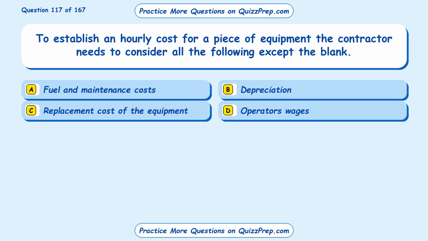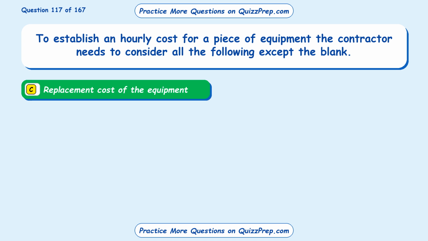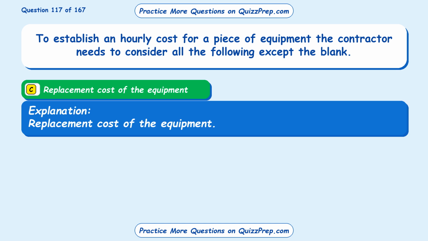To establish an hourly cost for a piece of equipment, the contractor needs to consider all the following except the blank. Option A, fuel and maintenance costs. Option B, depreciation. Option C, replacement cost of the equipment. Option D, operator's wages. The correct answer is option C, replacement cost of the equipment.